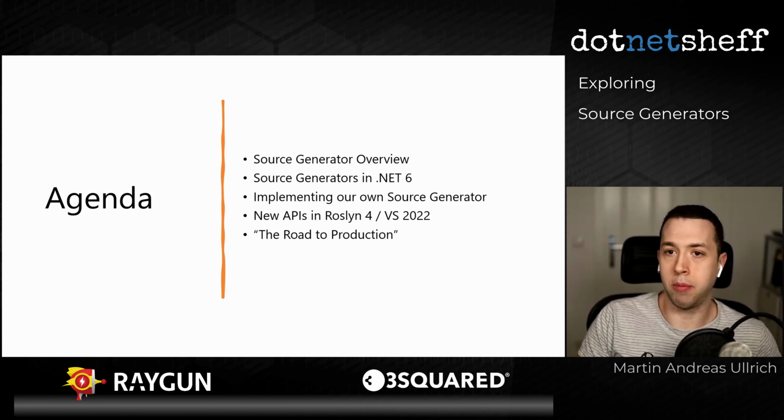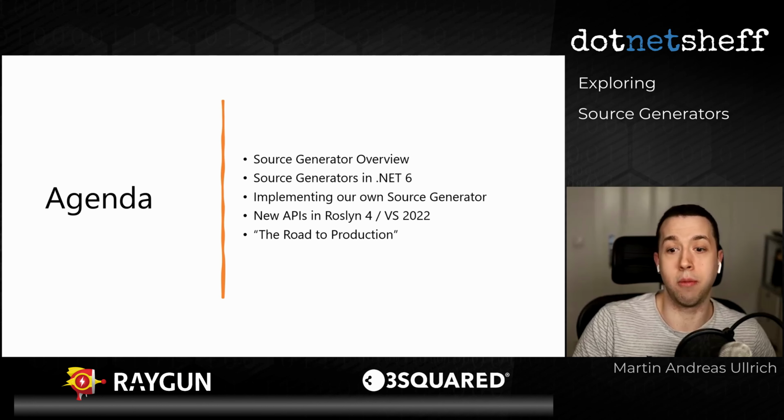Also, we will be implementing our own source generator. And I also want to show you some new APIs that Visual Studio just added in Visual Studio 2022 or in Roslyn 4. And of course, some tips and tricks on what to do if you actually want to ship a source generator.